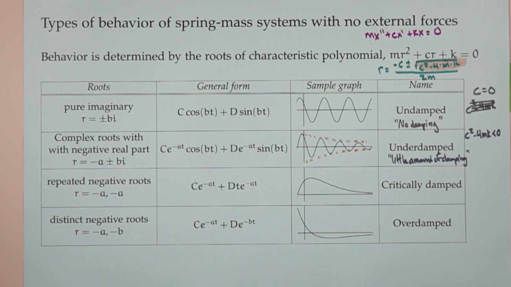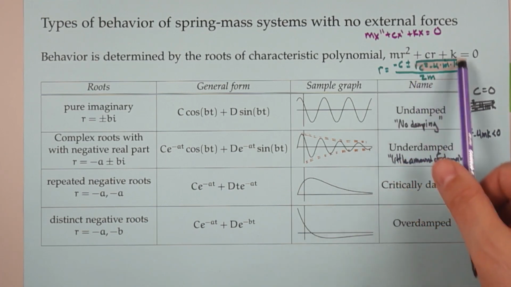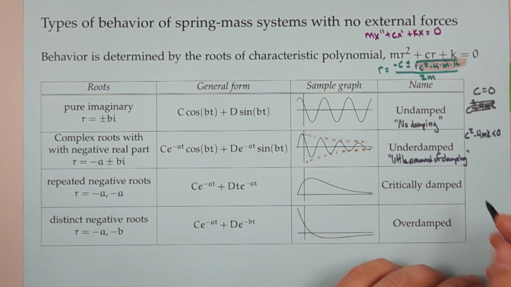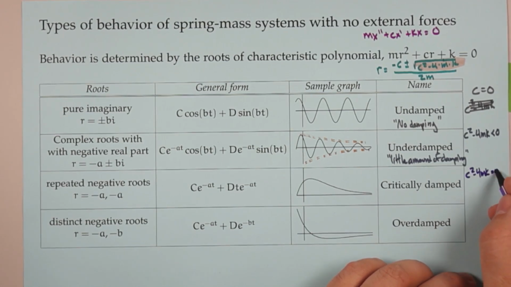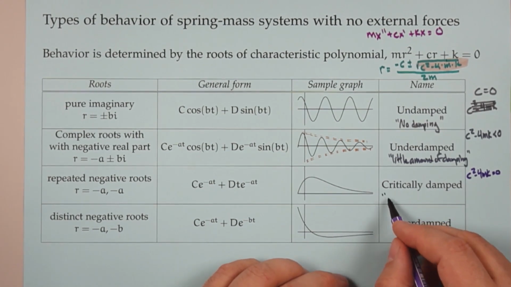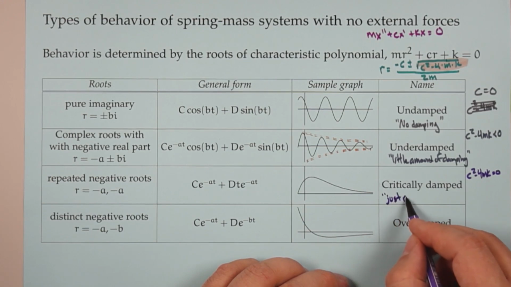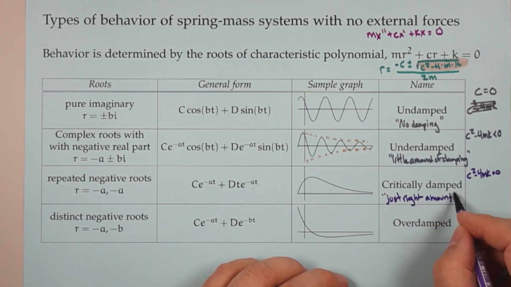Now, how can it happen that you get repeated roots? Well, repeated roots happen if this piece right here is 0. So this is c squared minus 4mk equals 0. And we're going to call this the just right amount of damping. It's right on the border of what we want.